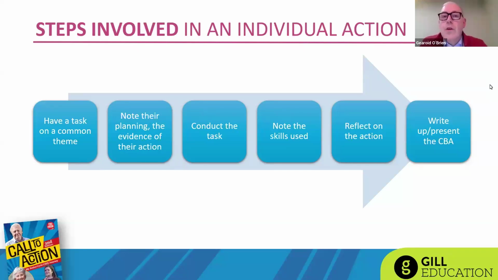It's really key that they know the planning, they know the evidence of the action as they're going along, because there's a tendency for students to forget to keep that. And by the time they come to the end in the write-up, they've lost all the evidence and they can't remember the stages. One example I can think of is when they're researching websites, that they need to log those straight away, because if they don't, they'll forget where they got the information from. They conduct the task next, they note the skills that were used, they reflect on the action, and then they write up or they present to the CPA.